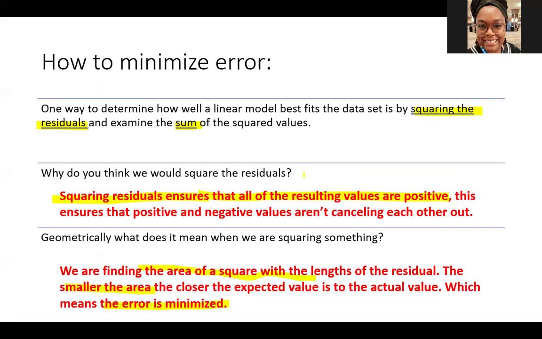And that's what we want, because we want our actual and our expected to be as close as possible to each other. That means that my linear equation is a good representation of what I'm doing.